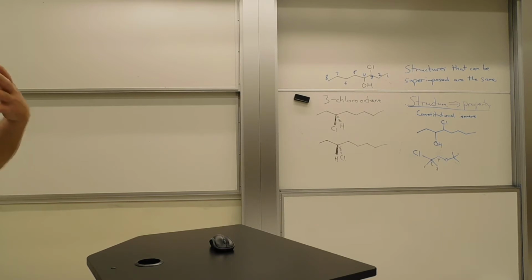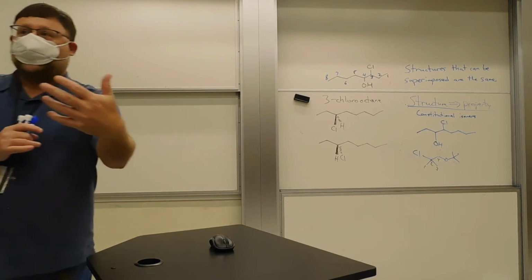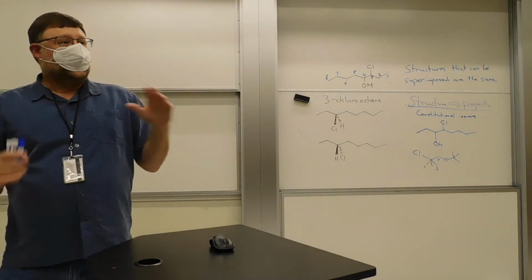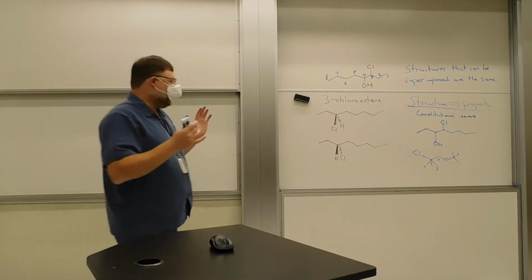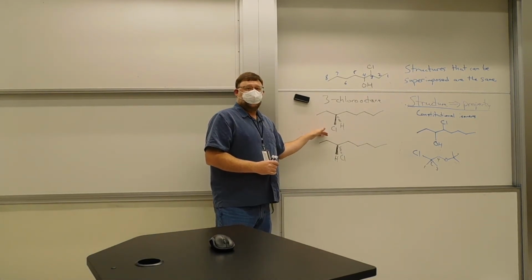So you can't, like, I'm going to rotate here, I'm going to switch these. You can't break a bond or make a bond. You just have to take the structure. You can look at it from the other side. You can look at it from the top. Do whatever you want like that. But the molecule itself has to stay the same. So in fact, these are not superimposable.